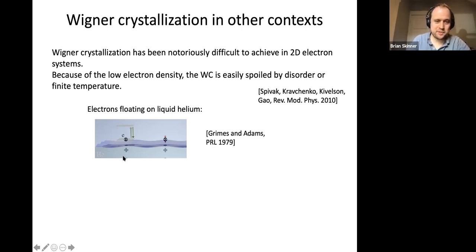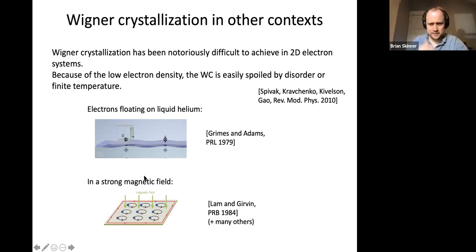Actually, your dominant source of disorder comes from physical ripples on the surface of the helium, but that's been realized since 1979. Maybe a little bit later, it was realized that you could also get a Wigner crystal by just putting everything in a really strong magnetic field.